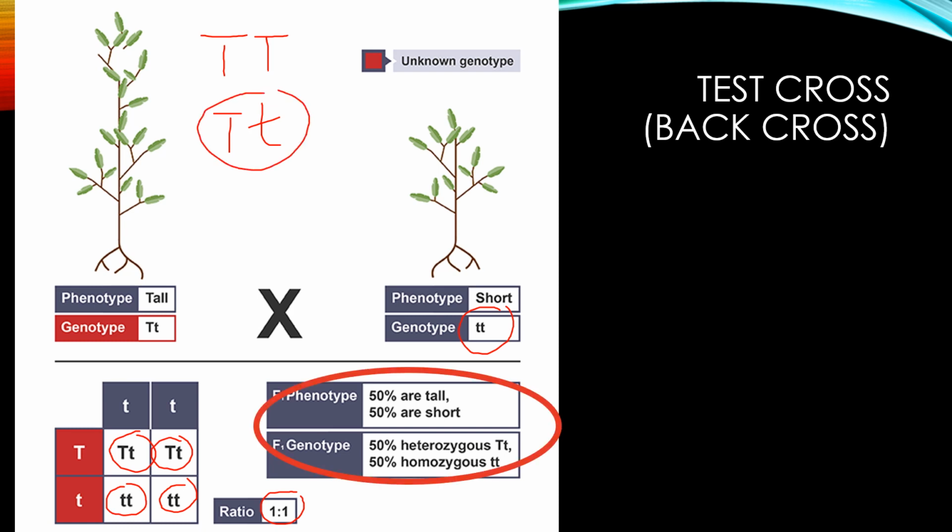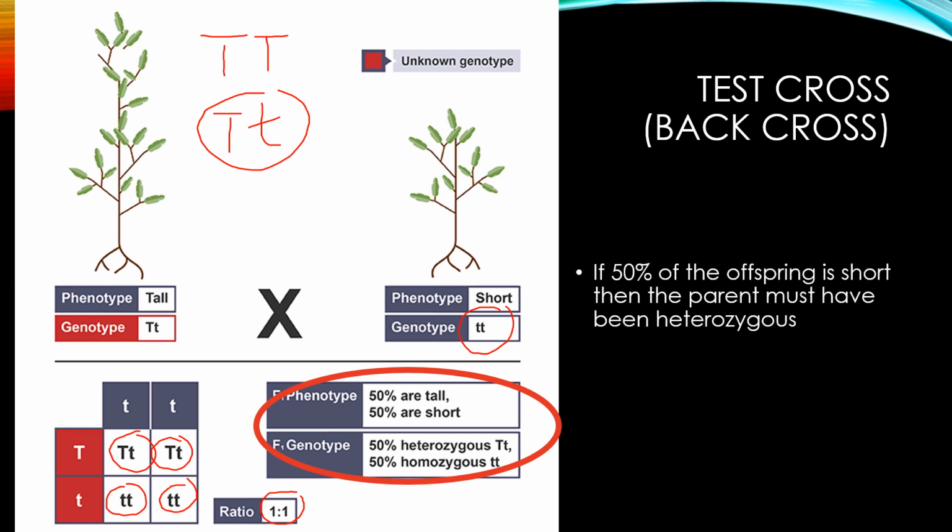So we're saying that when you cross these, if all of the plants were tall in the next generation, that would tell us the parent plant was homozygous. But if you find that 50% of the offspring are tall and 50% are short, then it must have been heterozygous. So you cross the parents, you look at the offspring, and by looking at the offspring you can determine the actual genotype of the parents. Difficult, but you'll see lots of examples when you come to the questions.